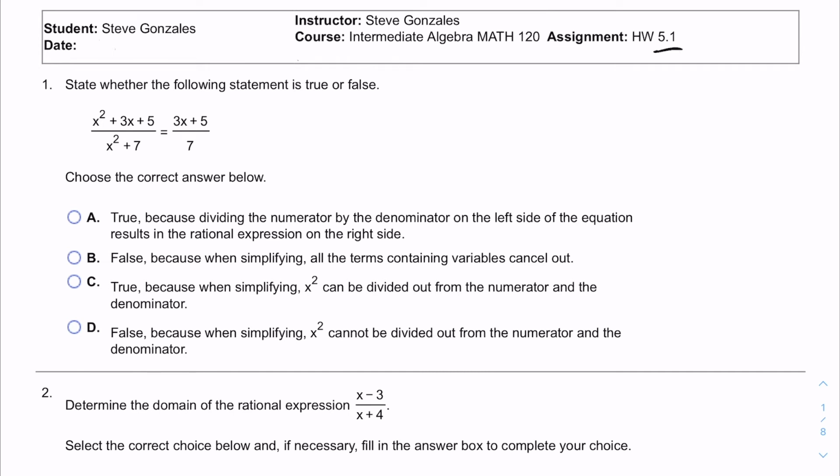Now, 5.1 sort of changes up a little bit, and we're taking a look at rational expressions, not equations, but rational expressions, and how to simplify the rational expressions, and those kind of things. Rational expressions are just fractions, but they're fractions of polynomials. The rules of fractions still apply for polynomials.